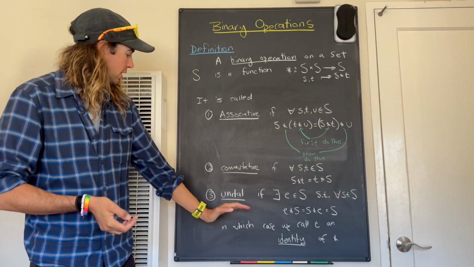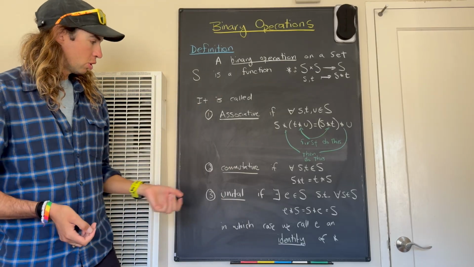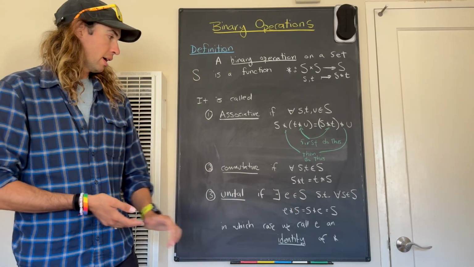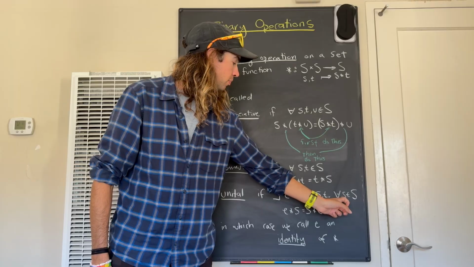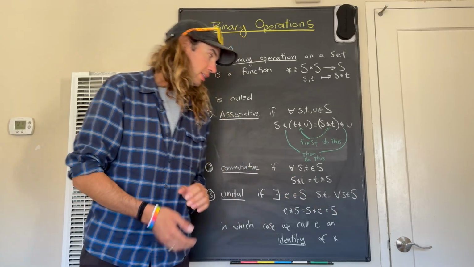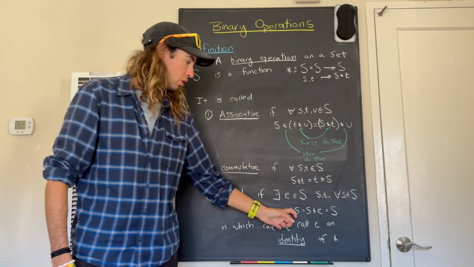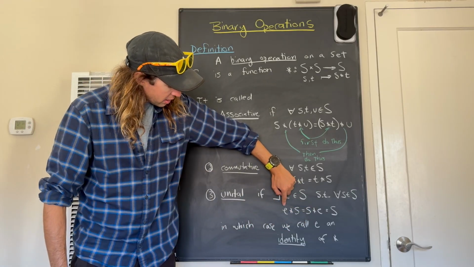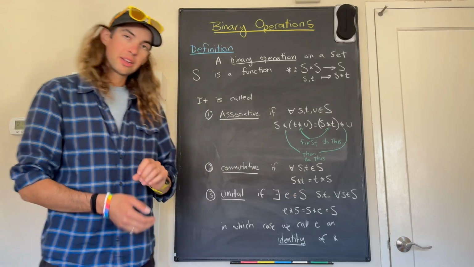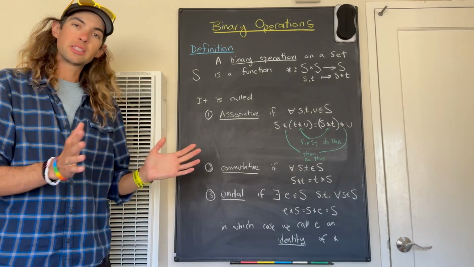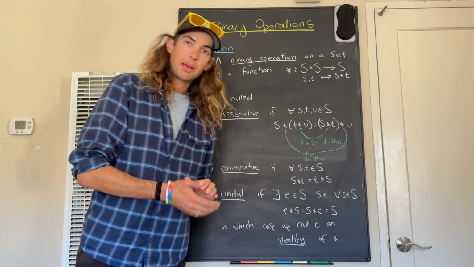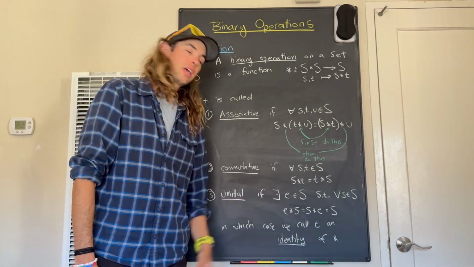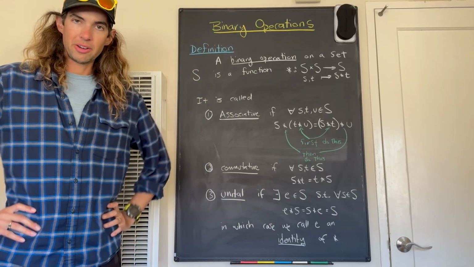And then the third property is that a binary operation is called unital if there exists an element e in S such that for all little s in big S, we have that e star s is the same as s star e, which is s. So applying e to either side of s using the binary operation does nothing. You just get back the same element you started with. And if an element e satisfies this, then we call that element an identity of the binary operation star.